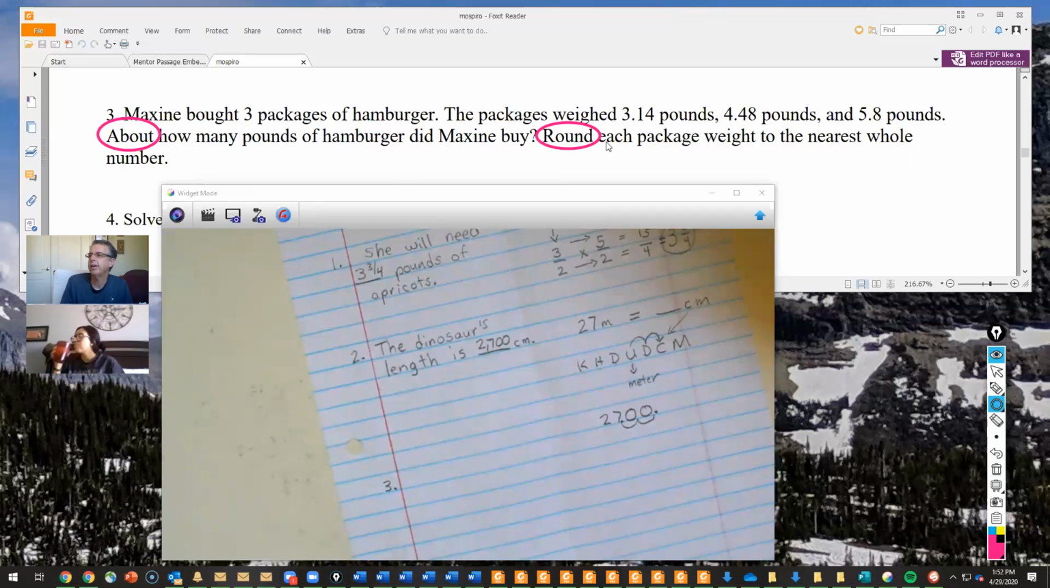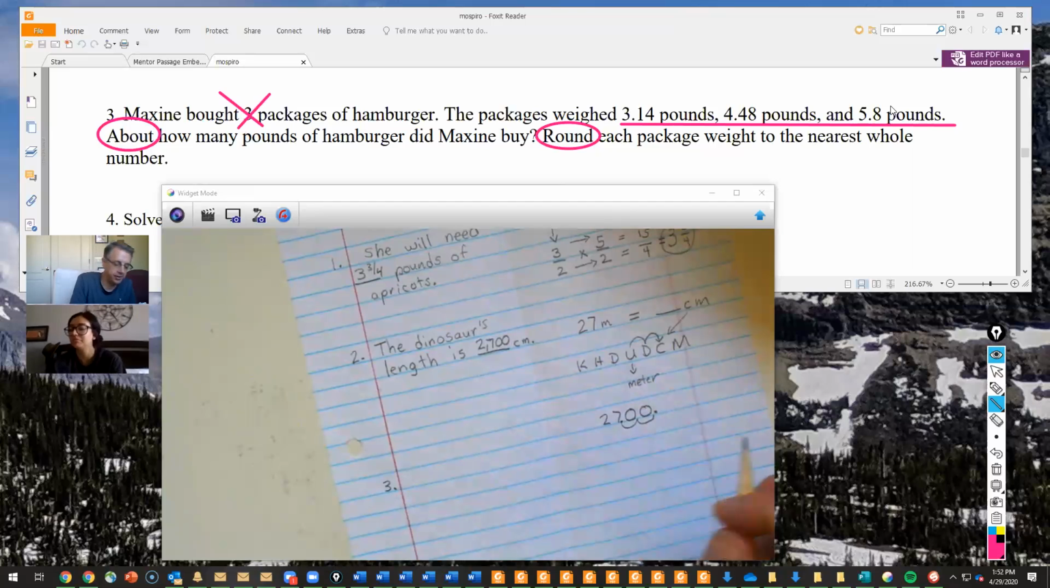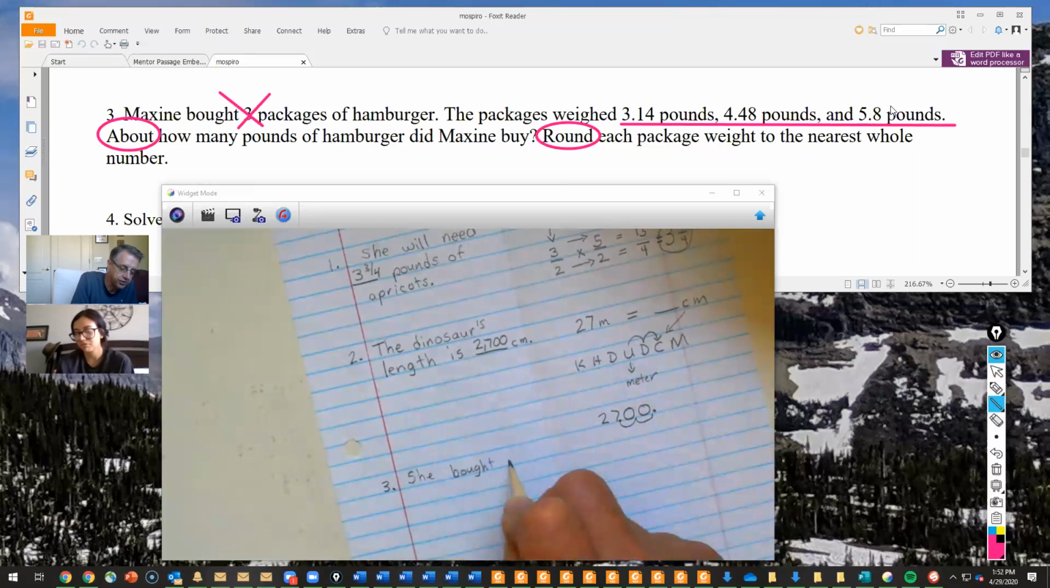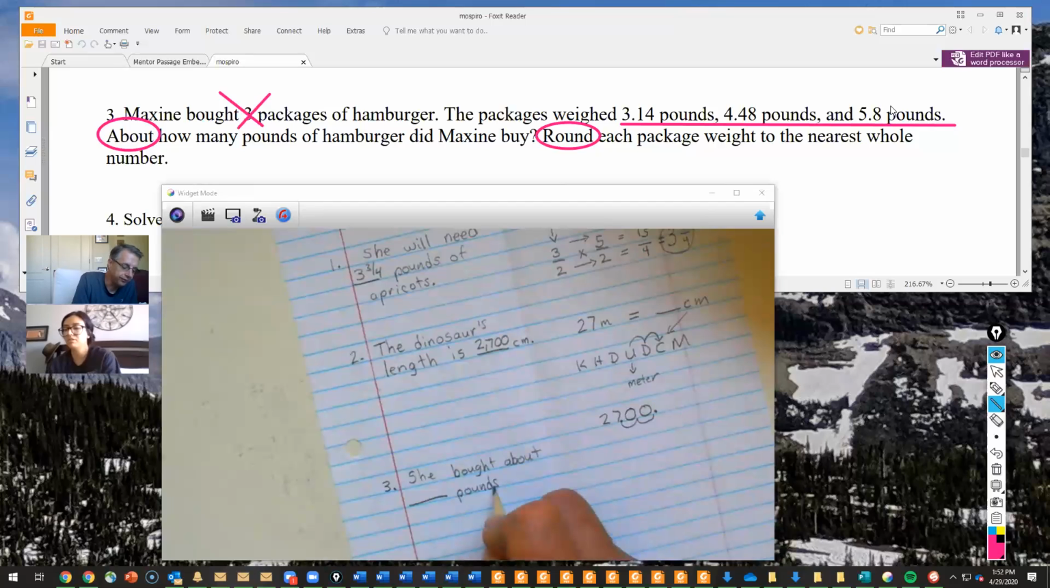We need to take the package weights that are here, 3 14/100, 4 48/100, and 5 8/10, and we're going to round them to the nearest whole number. The 3 packages, we don't have to worry about that number. It's not important. It's these package weights that we have to add up. So the first thing I'm going to do is put here that she bought, and I'll put in the word about, just to remind myself that this is going to be a rounded estimate answer. She bought about blank pounds of hamburger.